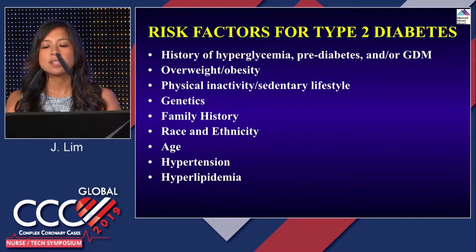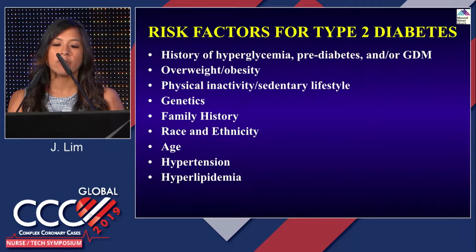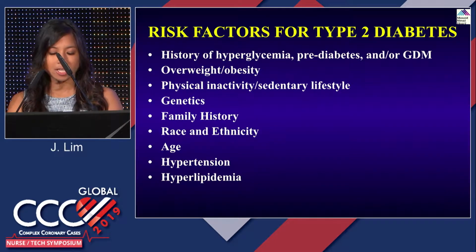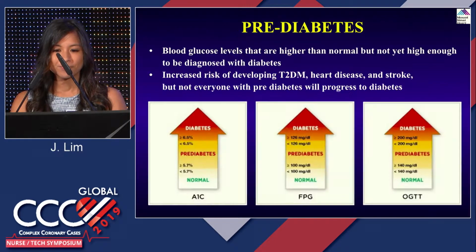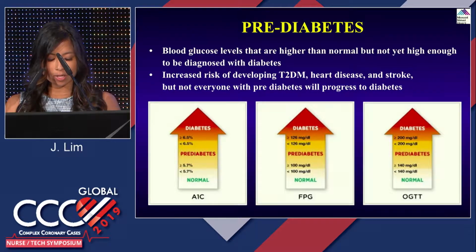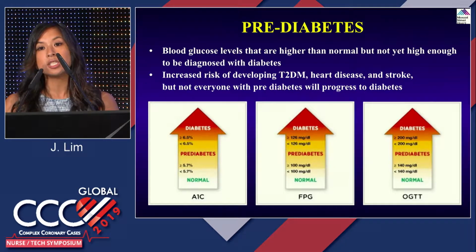Some risk factors for type 2 diabetes are overweight, obesity, physical inactivity, race and ethnicity, age, hypertension, and hyperlipidemia. And there's also what we know as prediabetes. Prediabetes occurs when blood glucose levels are higher than normal, but not yet high enough to be diagnosed with diabetes. There's an increased risk of developing type 2 diabetes, heart disease, and stroke, but it's good to know that not everyone with prediabetes will progress to diabetes.